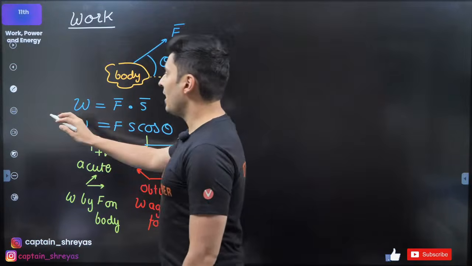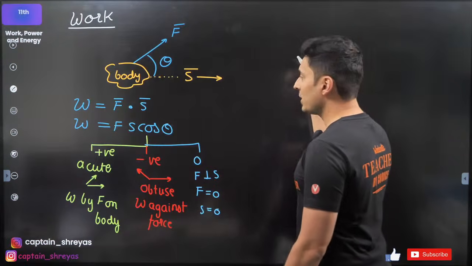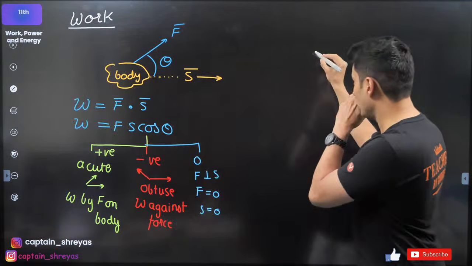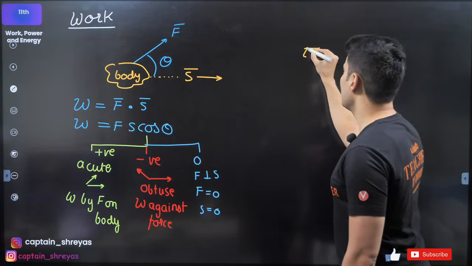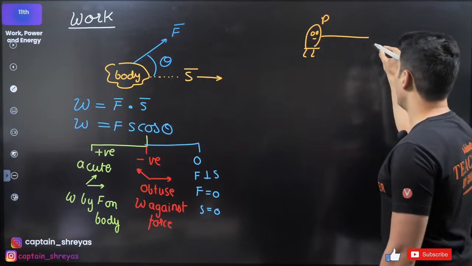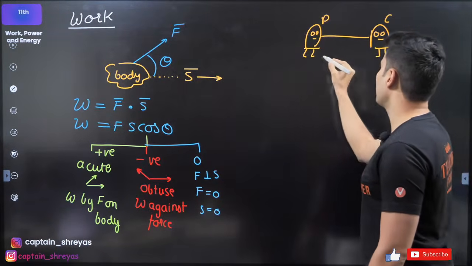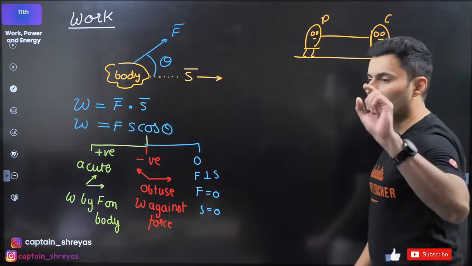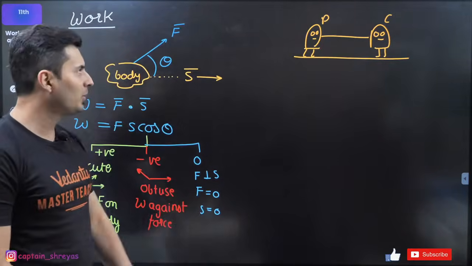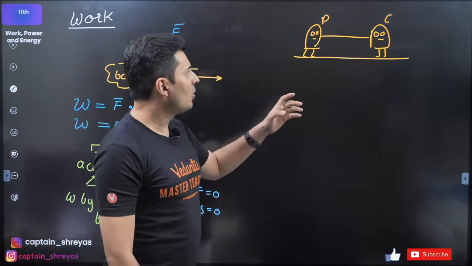Let me ask you this simple example where there are two teams. This is a very, very interesting example, guys. Let's say this side you have Pandu, and there is a rope, and this side you have Champa. What are they doing? They are playing tug of war. Beautiful question, guys. And let's say, whose team do you want to make win?